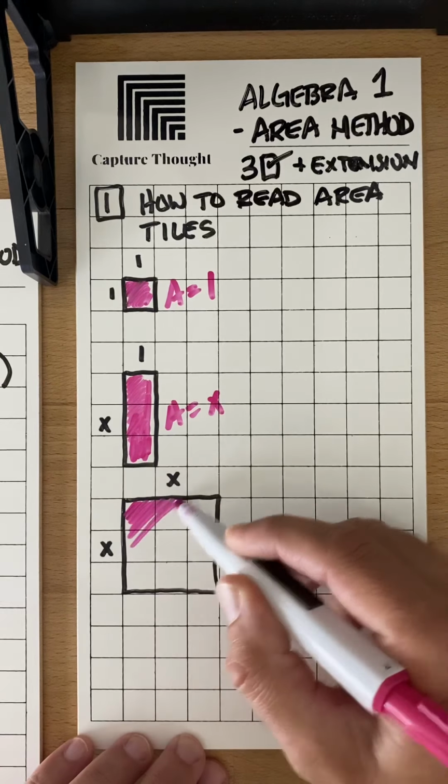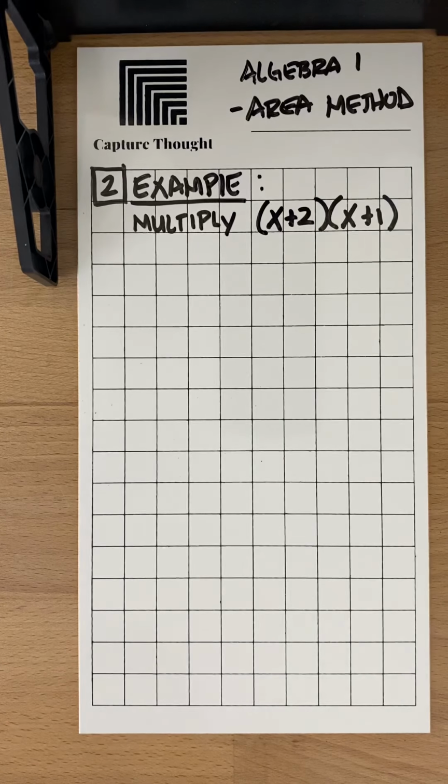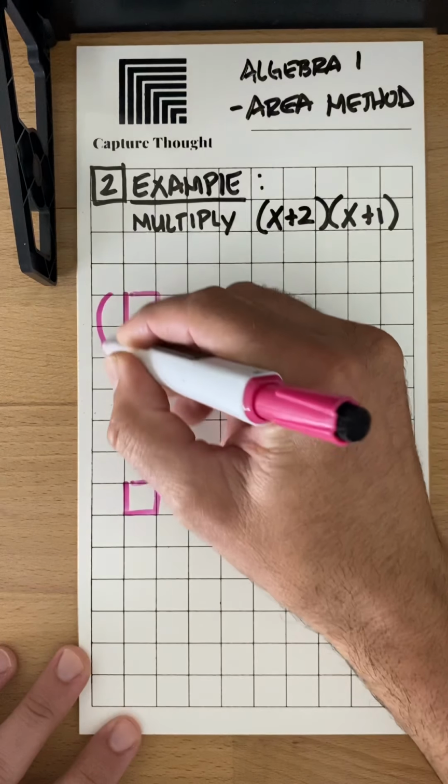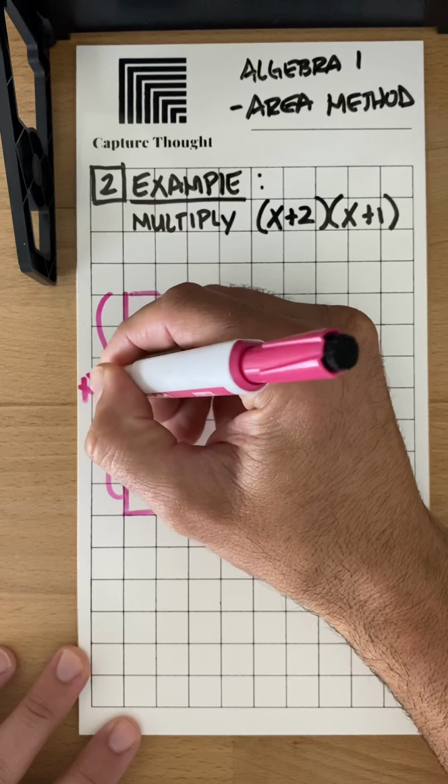Okay, here is box number 2. We're going to do this as an example. We're going to use algebra area tiles to multiply x plus 2 with x plus 1. So the first thing I have to do is draw out x plus 2. So x plus 2 is going to look like this. This is what x looks like, okay? And then I have a 2, so 1 and 1. So this right here represents x plus 2.